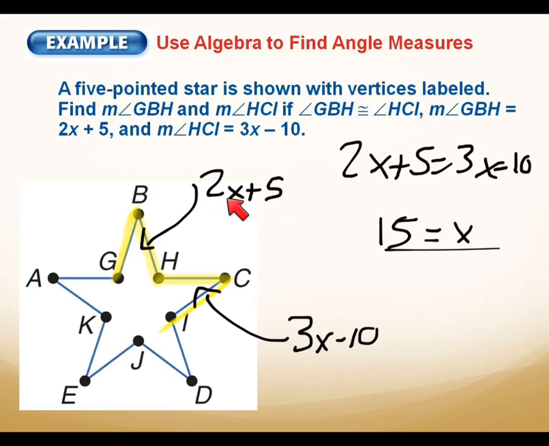So now that I know x, how do I find GBH? Plug it in, right. I'm going to plug in x there. 2 times 15 is 30, plus another 5. That would be 35 degrees. And I should get the same thing here when I do it. When I plug in 15 there, I get 3 times 15 is 45, minus 10 is also 35. So those two are equal to each other and both 35 degrees. I found x and then just plugged it in.